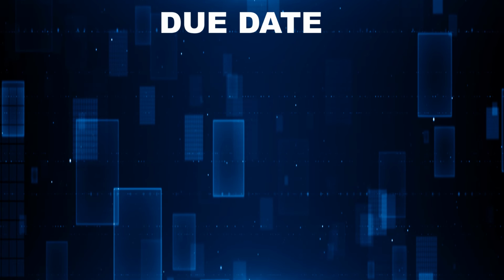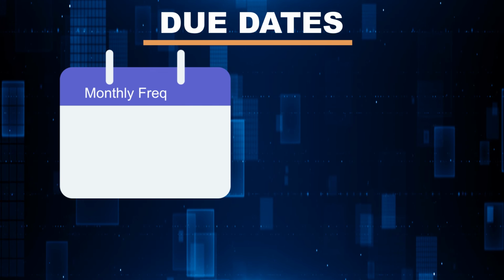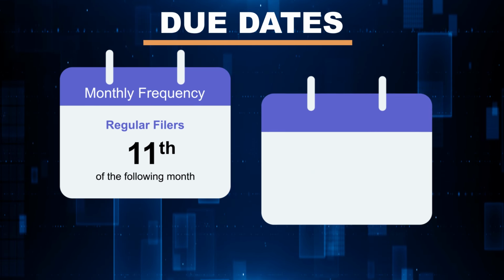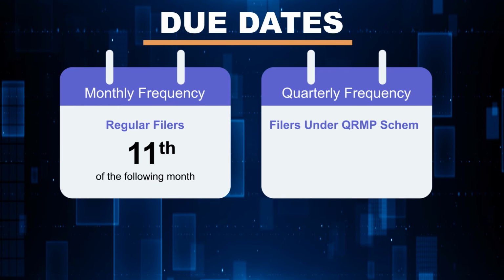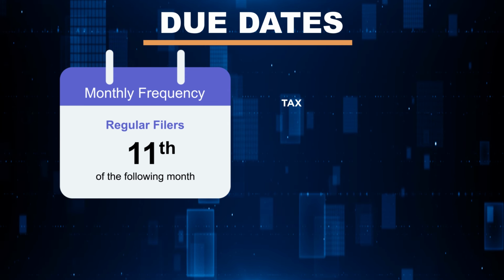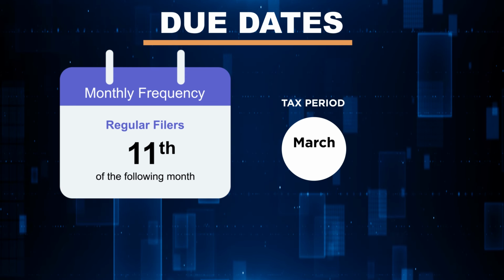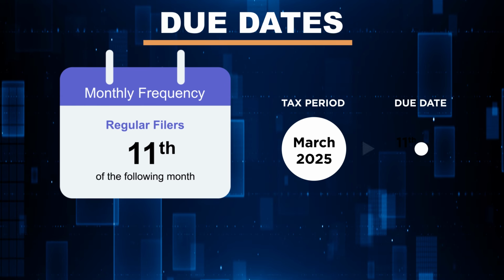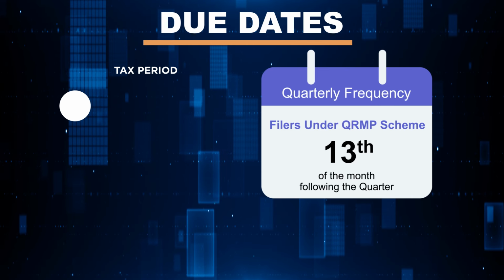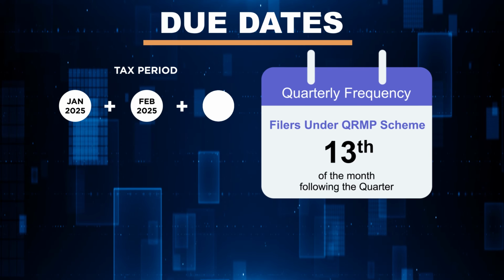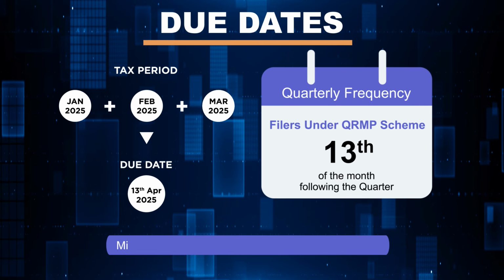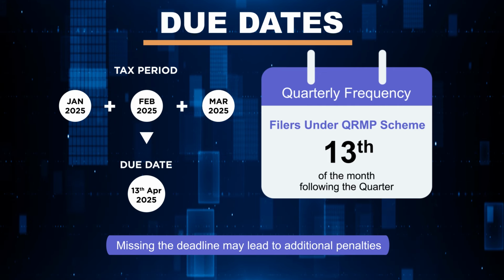The due dates for filing GSTR-1 depend on your filing frequency. For monthly filers, the return is due by the 11th of the following month. If you're filing quarterly, meaning under the QRMP scheme, it's due by the 13th of the month after the quarter ends. For example, the GSTR-1 for the month of March 2025 will be filed by 11th April 2025. And for QRMP taxpayers, the quarterly return for January to March 2025 needs to be filed by 13th April 2025. Missing the deadline may lead to additional penalties.